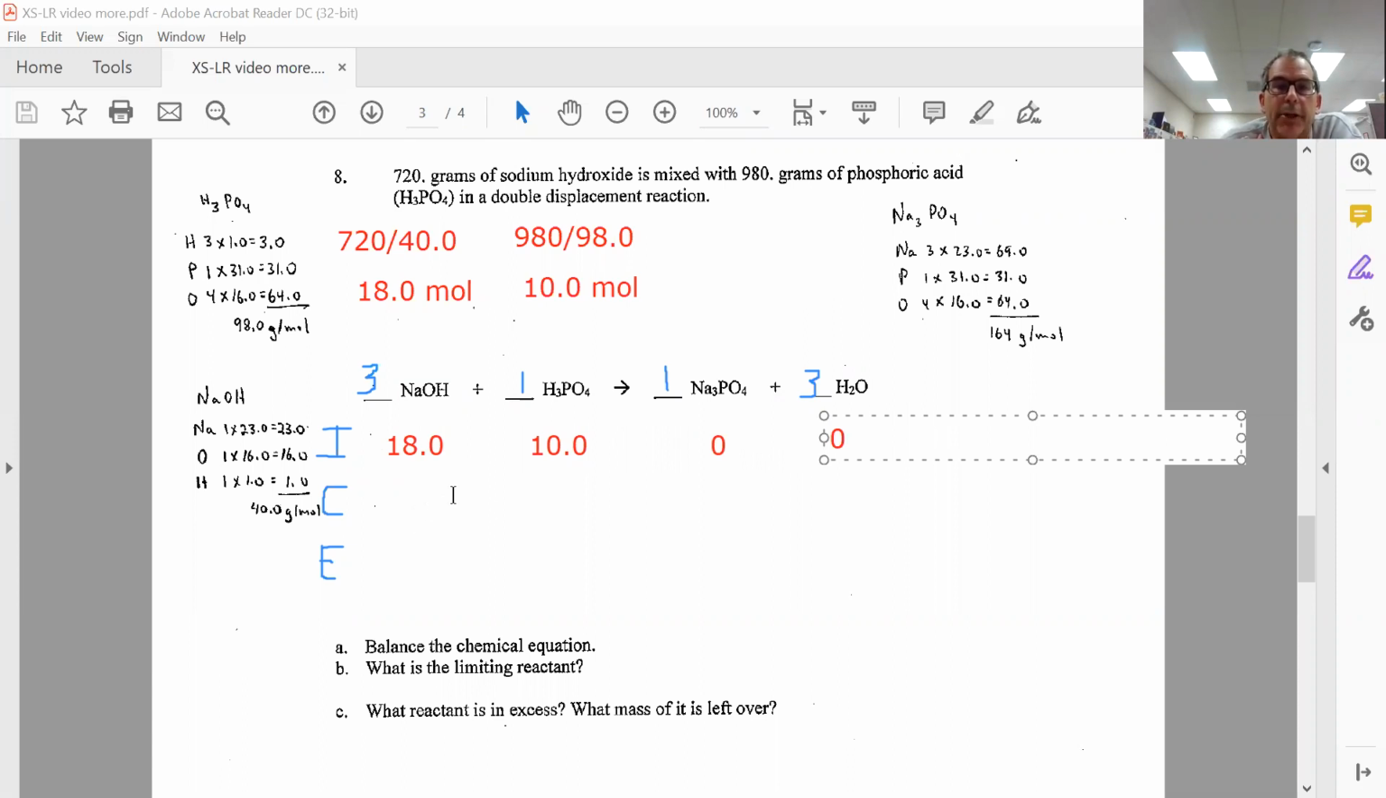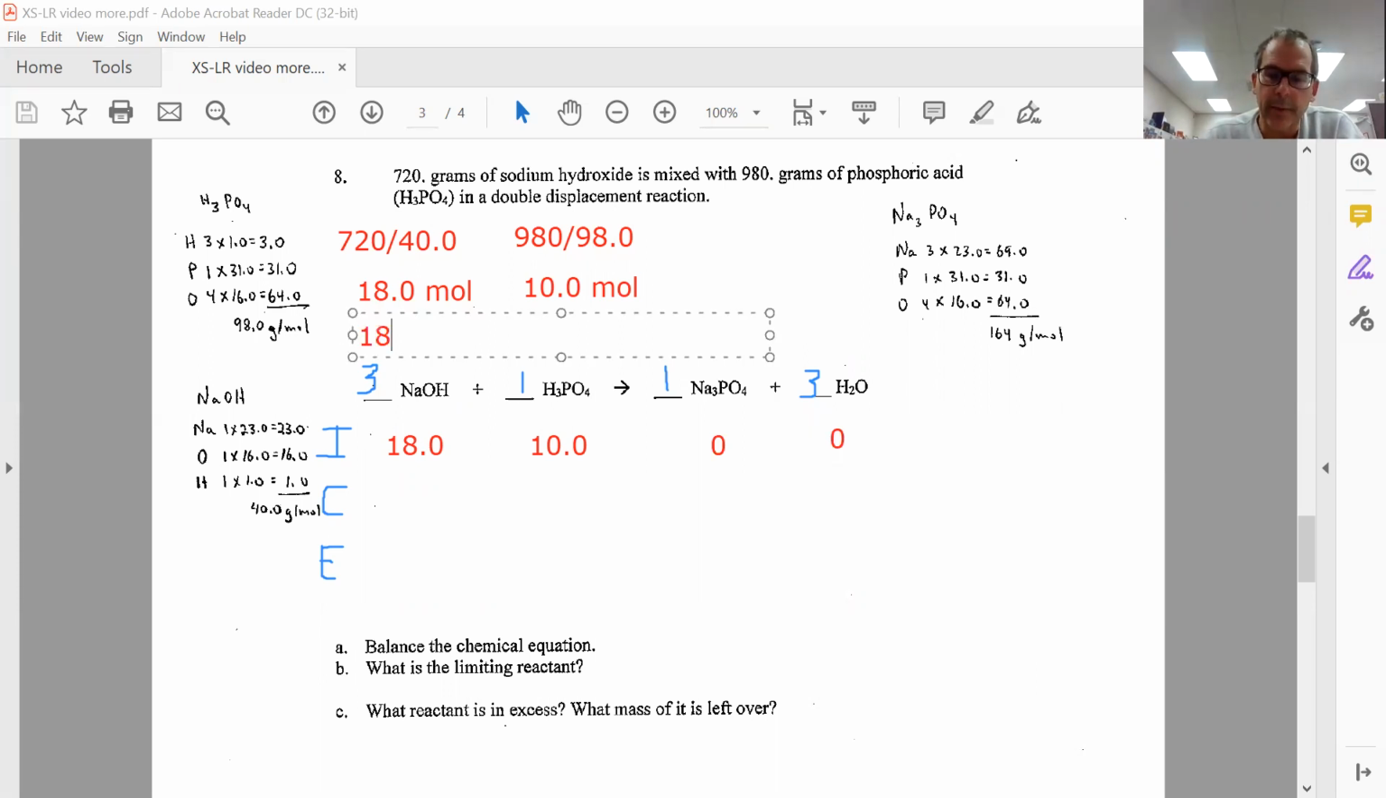Next, we have to determine our limiting reactant. A couple of ways I could do this. I could look and say this is bigger, so this is in excess. But not necessarily, because it's supposed to be 3 times as big, and it doesn't look like it's 3 times as big. So I think that 18 is going to be the limiting reactant. Let's double check. The other thing I can do is take 18.0 divided by 3, and that equals about 6.